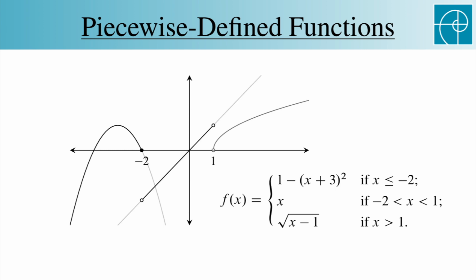And finally, graph the square root of x minus 1 from 1 to infinity. Note the discontinuities, and be careful about where you put the open and closed circles. This one is closed because the corresponding inequality is less than or equal to, not strictly less than. That means that when x equals negative 2, we use the formula from the top line to determine the value of f. This circle, on the other hand, is open because its corresponding inequality is strict.